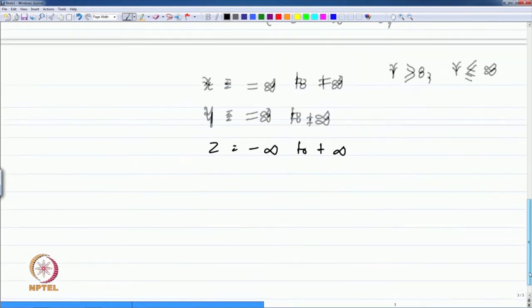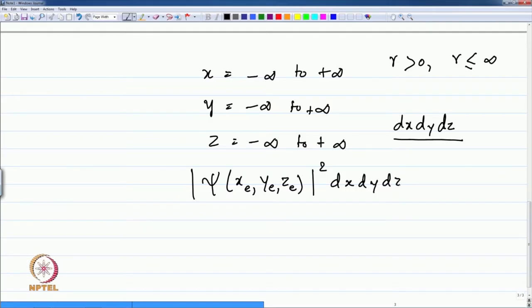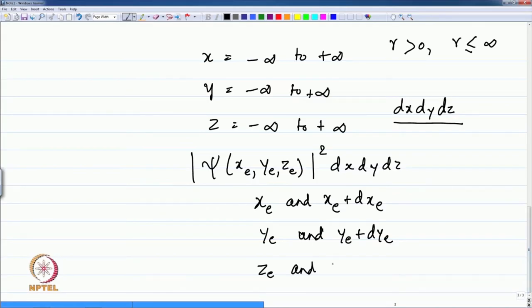So, this is the three-dimensional region and the volume element that we talk about for the electron probability is dx, dy, dz, and then the probability is psi of xe, ye, ze, absolute square, dx, dy, dz, as the probability of finding the electron in the cube between xe and xe plus dxe, ye and ye plus dye, and ze and ze plus dze. This is the three-dimensional Cartesian coordinate representation for the hydrogen electron problem, the nucleus-electron problem.